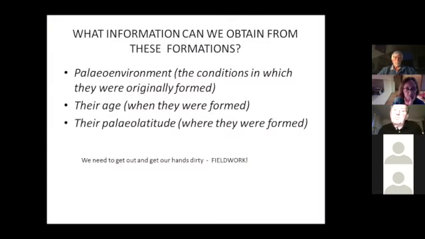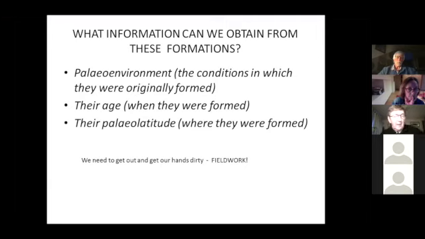Now, what information can be obtained from these formations? What do they tell us about how the geological history of the area has unfolded? Well, we can work out, if we look for the right evidence, the paleo environment. That is to say, what sort of conditions they were formed in originally, the ancient environment in which these rocks were formed.